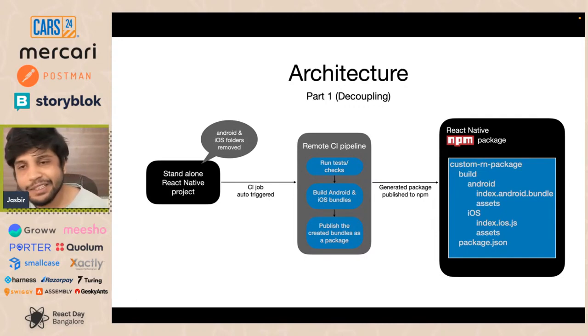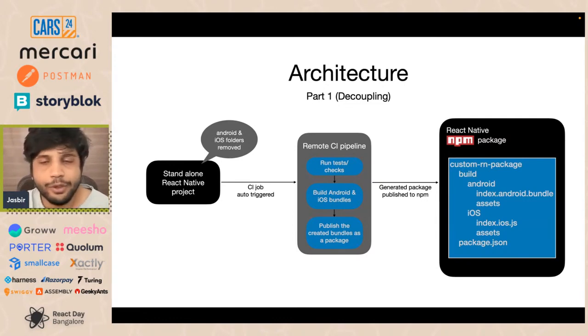This package.json will contain only the native dependencies which are required by native. So it won't contain any of the JavaScript dependencies. For example, Apollo client doesn't end up here, but React Native video will end up here because it has a native dependency. So by the end of it, we have a published npm package, and there's no extra build step required because the bundles are already built.